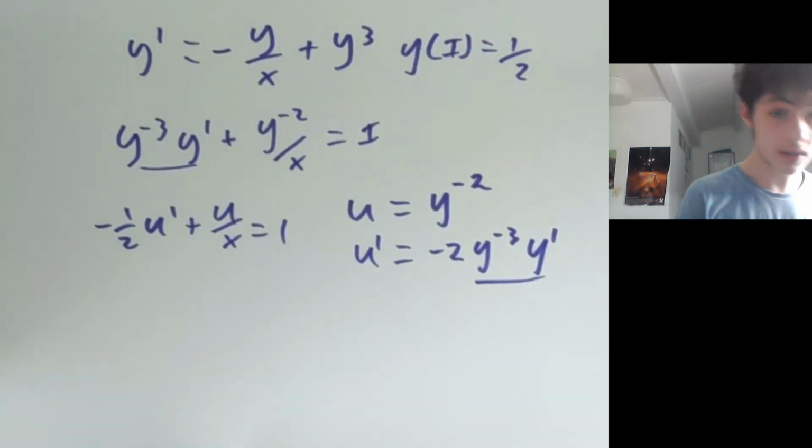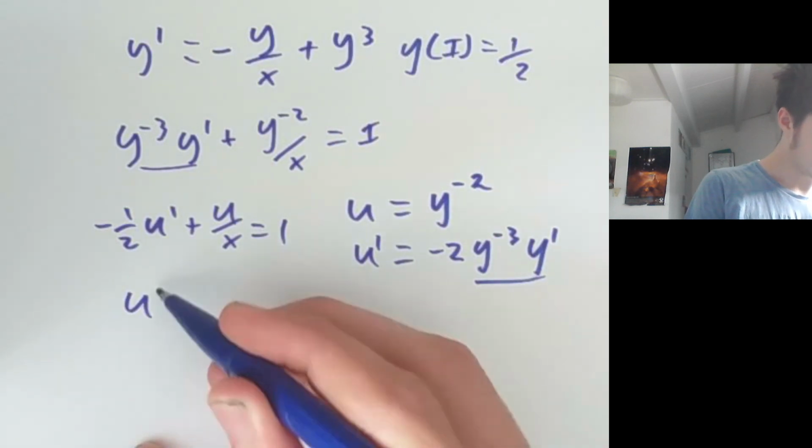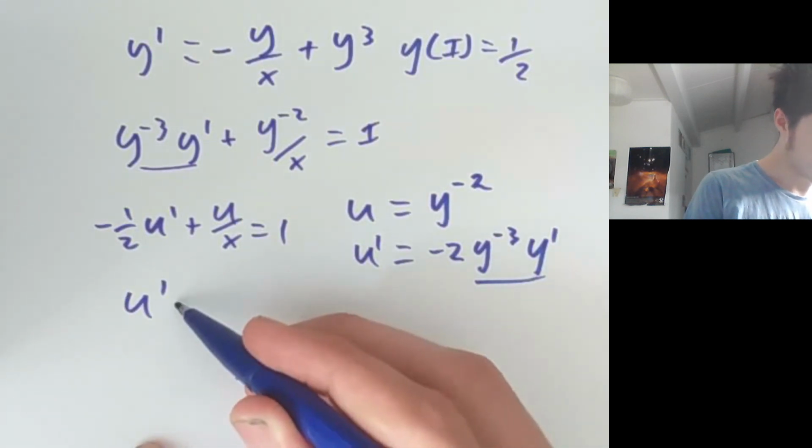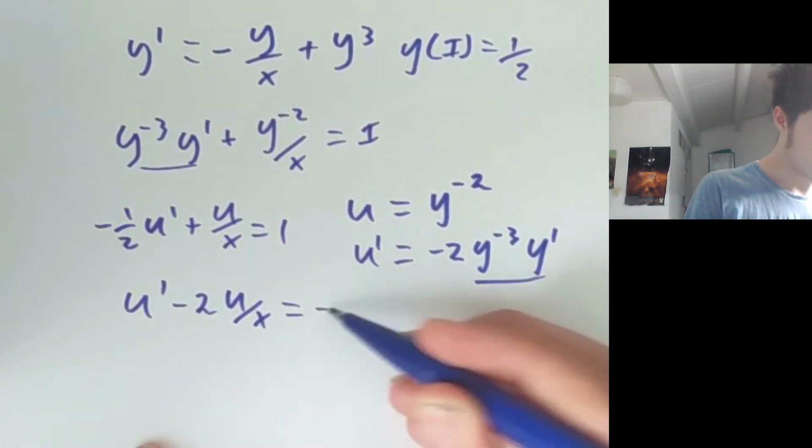And now this is quite nice. We can multiply by the reciprocal of this. We get that u prime minus 2u over x will be equal to negative 2.